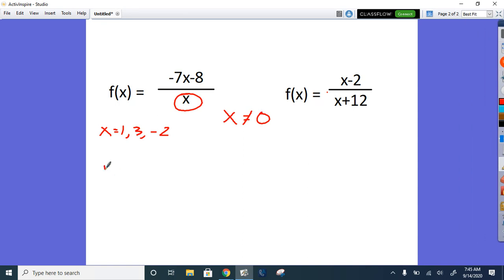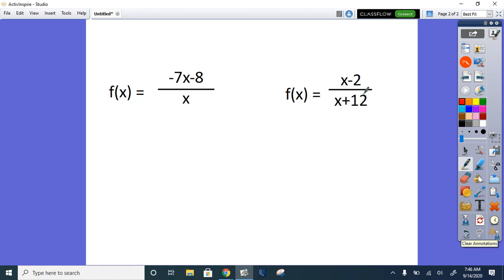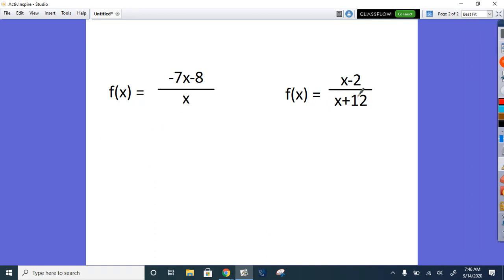So my domain would be all real numbers with the exception of not equaling 0. So I would have all real numbers. However, if I substitute a 0 in here, I can't divide by 0. I'm not allowed to have that. There's my domain.